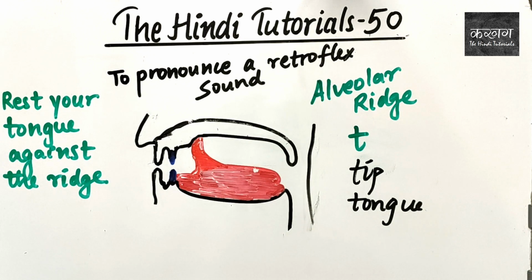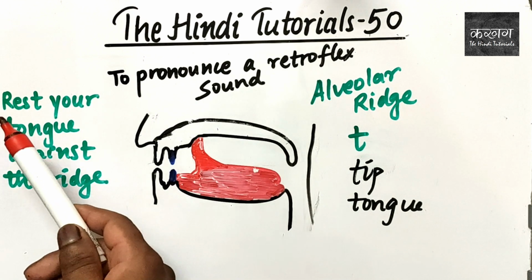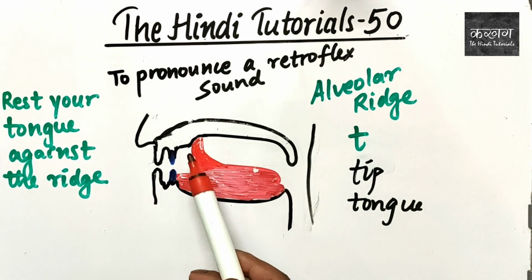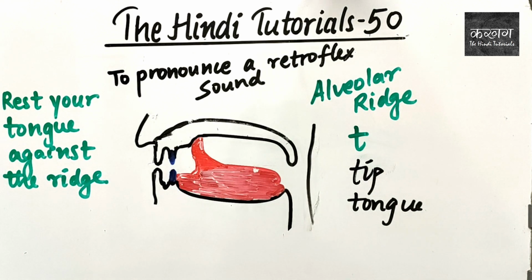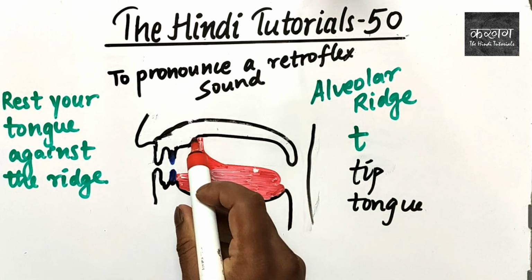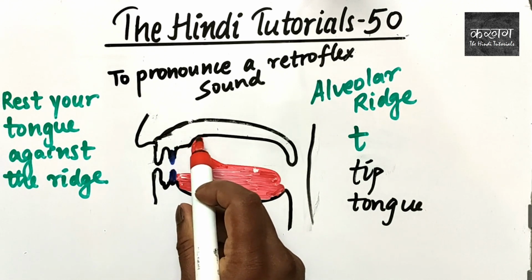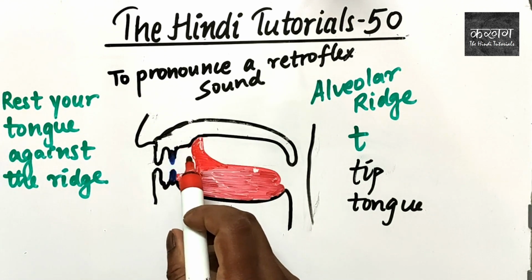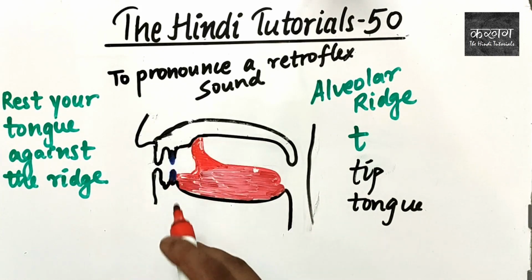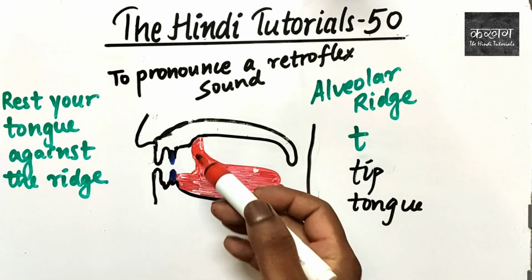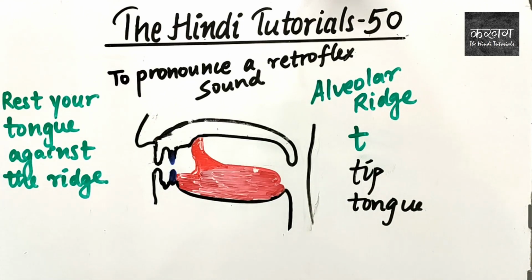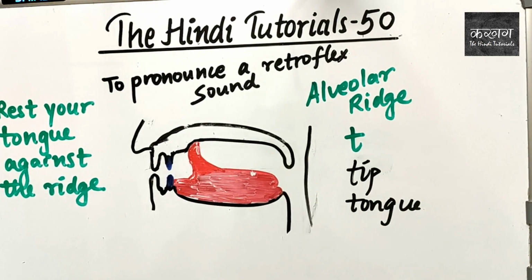Now come the retroflex sounds. To pronounce the retroflex sounds, you have to rest your tongue against the ridge in such a manner that the bottom part of your tongue is in contact with the roof of your mouth, is in contact with the ridge. Remember the bottom part of the tongue. So rest your tongue against the ridge. Okay, have you done this? Now, using your tongue, build up some pressure against the alveolar ridge. Build up some pressure and release. T, T.